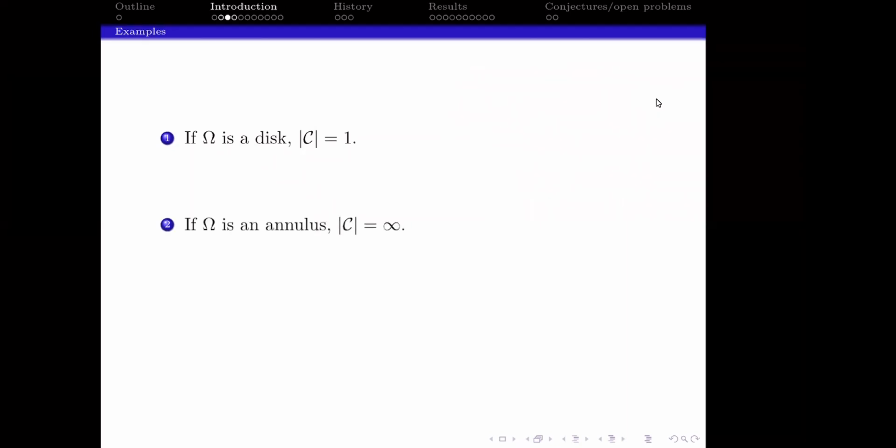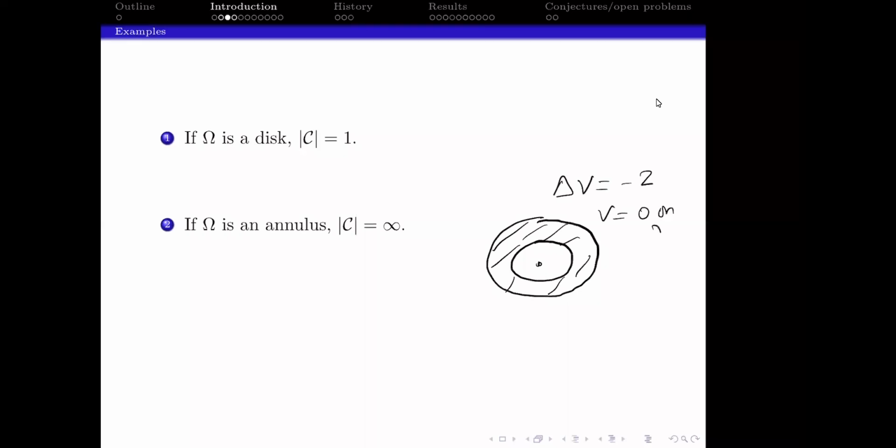Let's look at another example. It is possible that you might have infinitely many critical points. So if you are in an annulus, let's draw another picture. Let's draw the circle of radius half and the circle of radius 1. Okay, and let's look at this annulus. Then remember again, we want V equal to 0 on the boundary of omega. Then you can find a radial solution here.